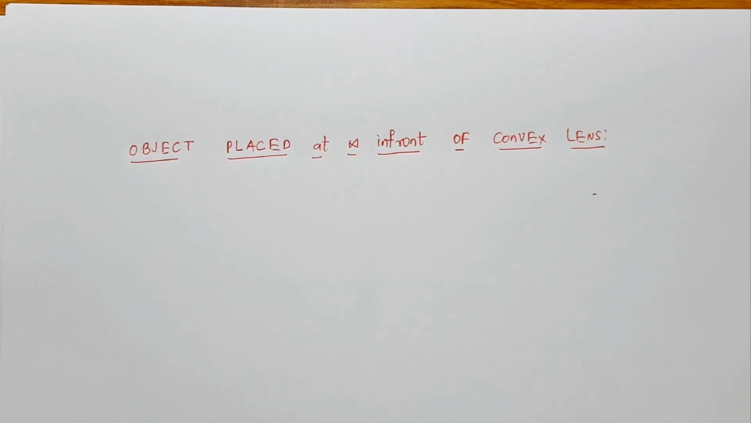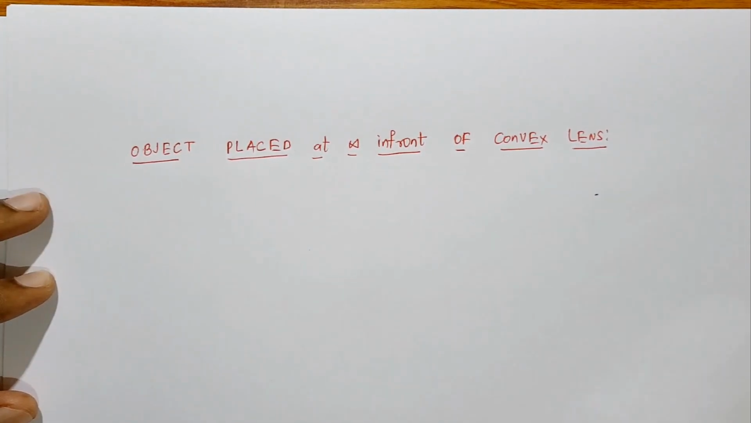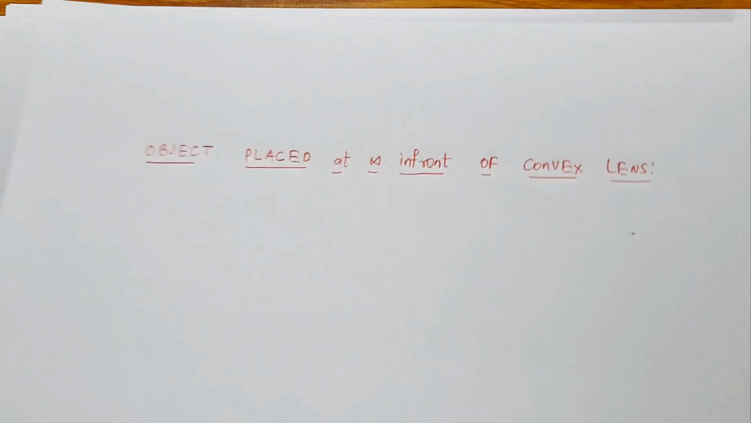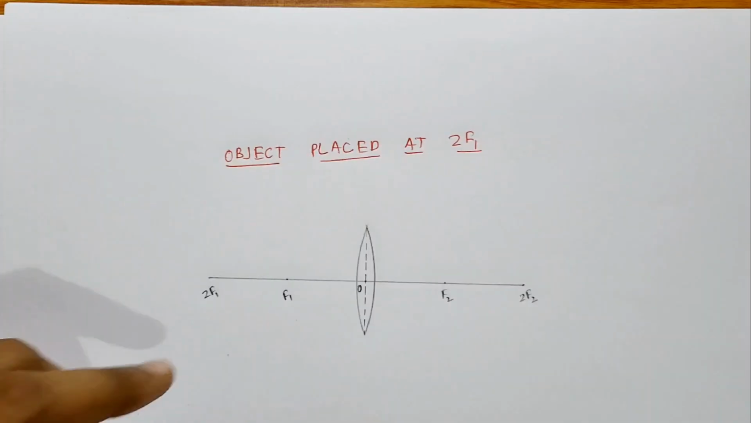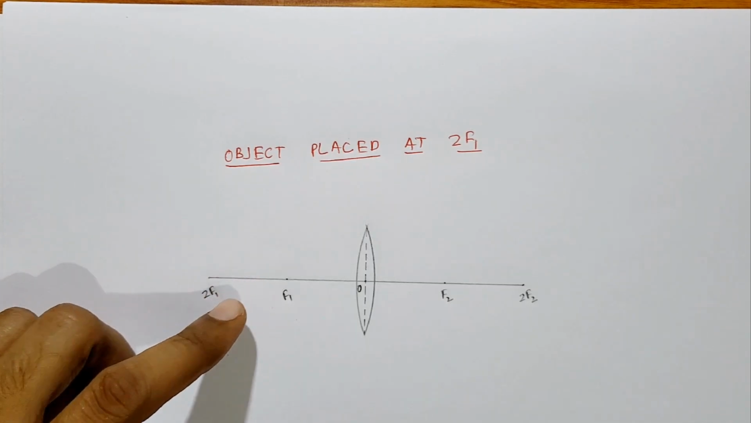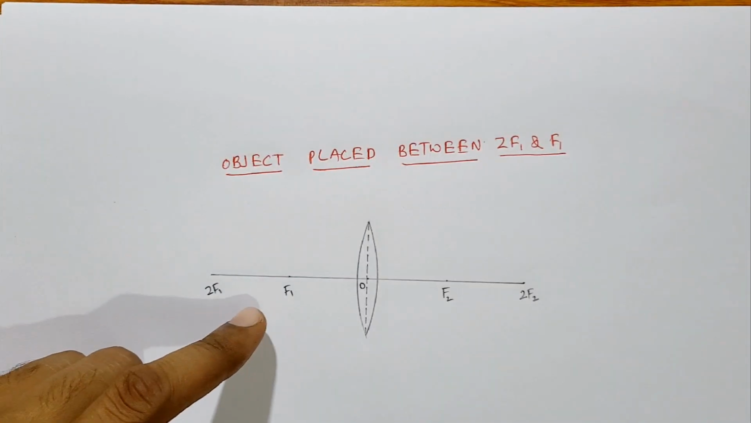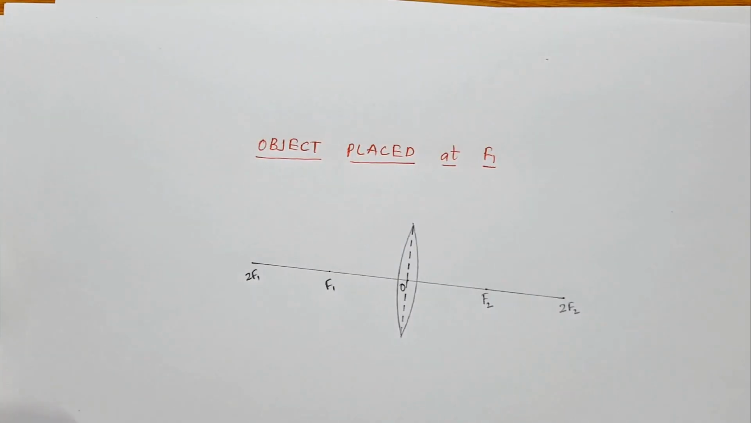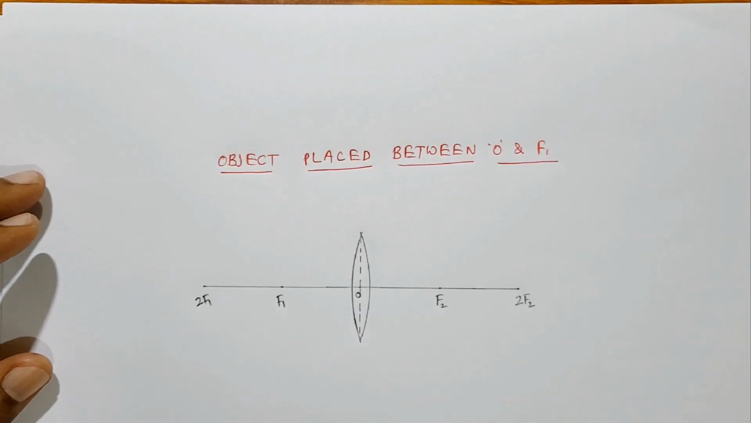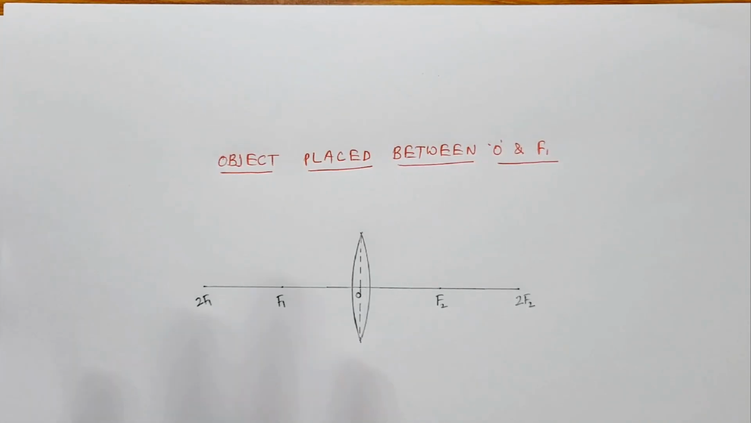In today's class, we are going to study how to draw the ray diagrams of the image formation by a convex lens when the object is placed at infinity in front of the convex lens, when the object is placed beyond 2f1, when the object is placed at 2f1, when the object is placed between 2f1 and f1, when the object is placed at f1, and when the object is placed between optical center and f1. These are the 6 cases of image formation by a convex lens.